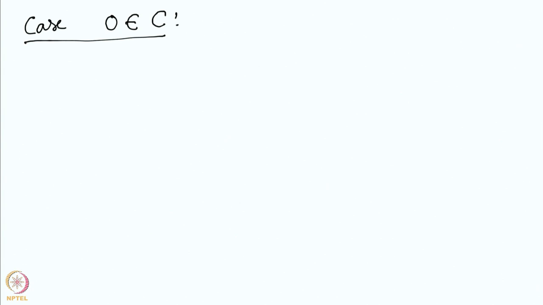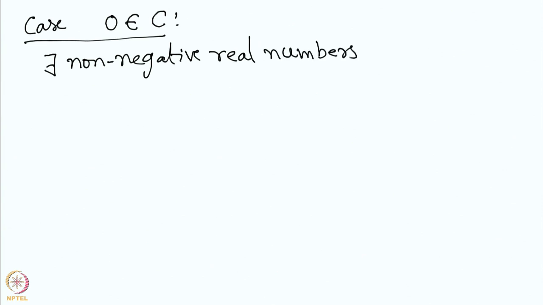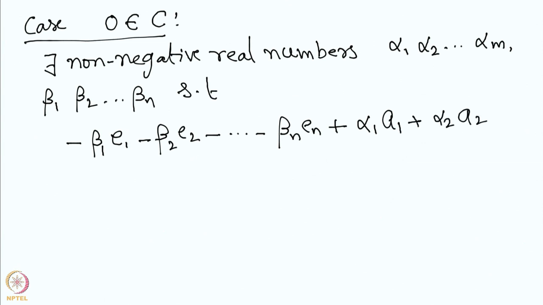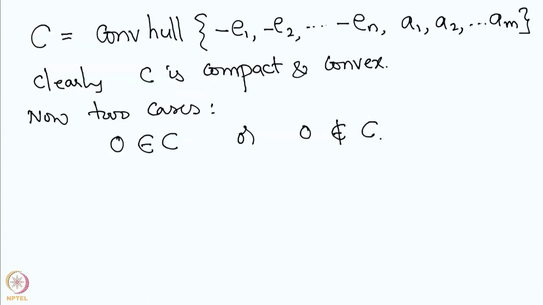So, if 0 is in C, therefore, there exist non-negative real numbers alpha 1, alpha 2, alpha m, beta 1, beta 2, beta n, such that minus beta 1 E1 minus beta 2 E2 minus beta n En plus alpha 1 A1 plus alpha 2 A2 plus so on alpha m AM is equal to 0. I am assuming them to be non-negative. This comes because C is the convex hull of these vectors.